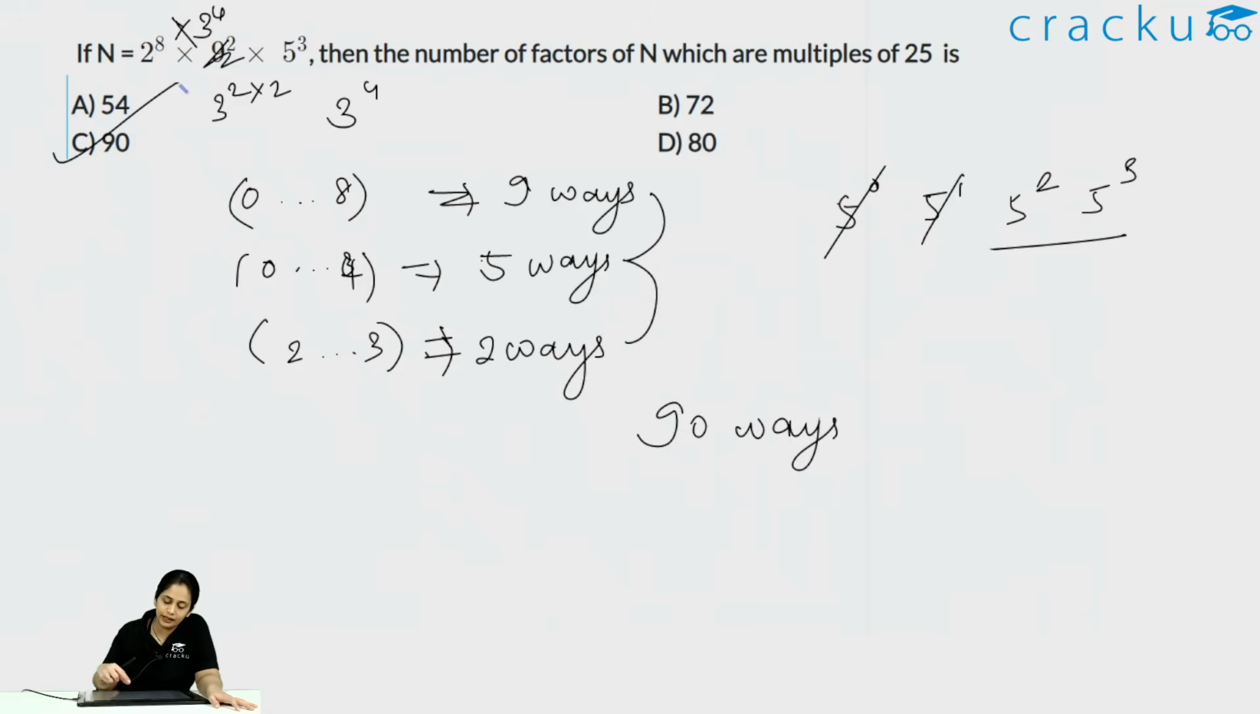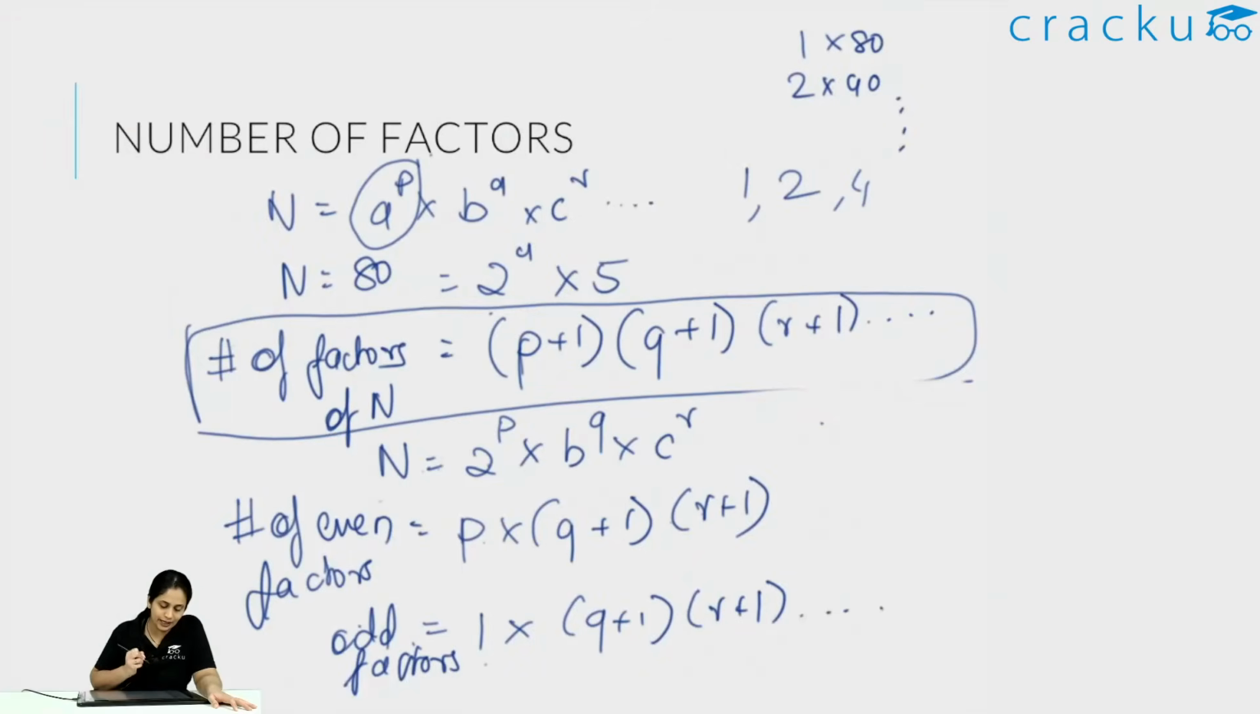So if you remember that this is just basically selecting the number of ways of selecting each of the prime factors, it becomes very easy to solve this particular type of question. Now let's go back to our next formula.